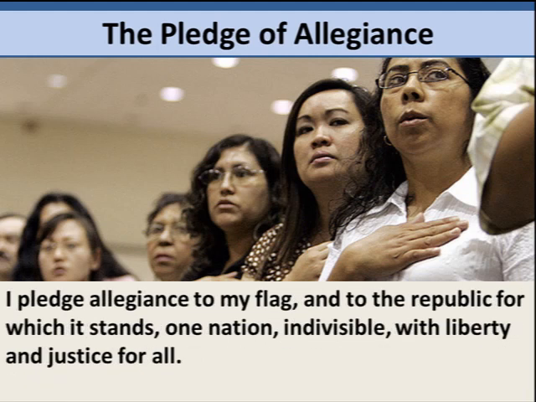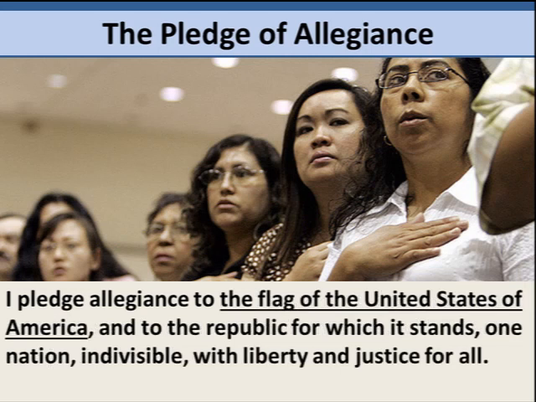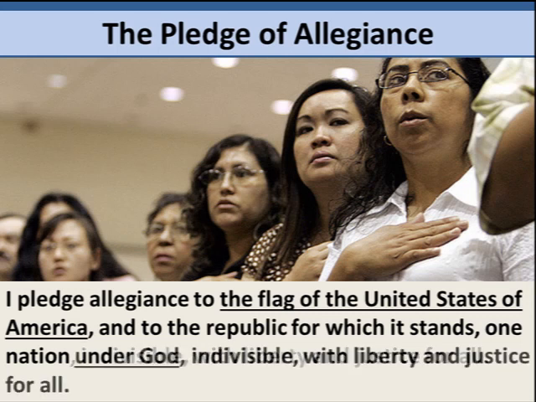The original pledge was written in 1892 by Francis Bellamy, but was not written for the United States. Bellamy wrote a pledge to be used by citizens of any country. In the 1920s, the phrase, "the flag of the United States of America," was added. Then, in 1954, Congress added the words, "under God." That last change created the pledge we say today.